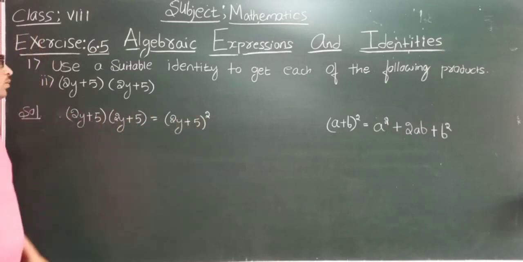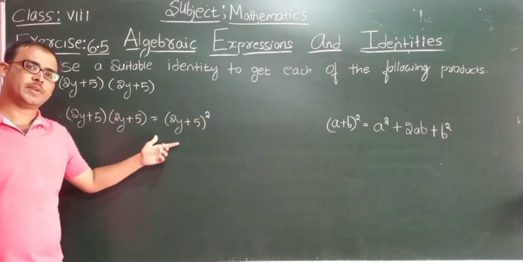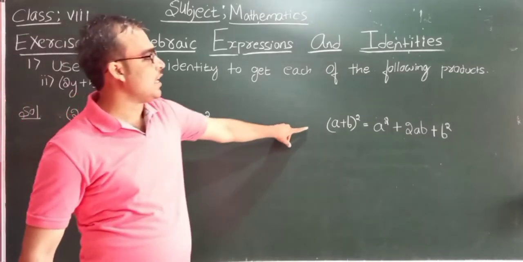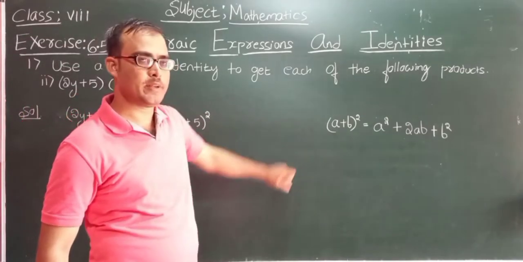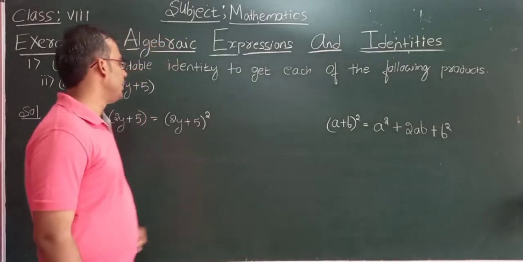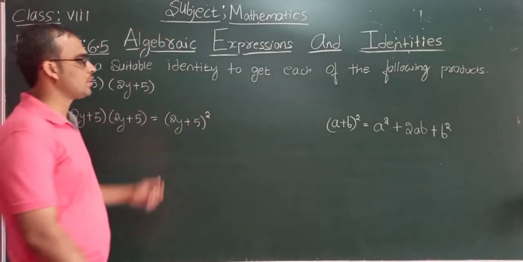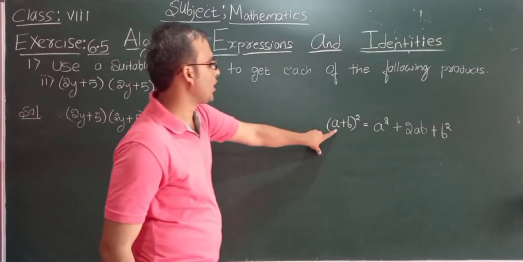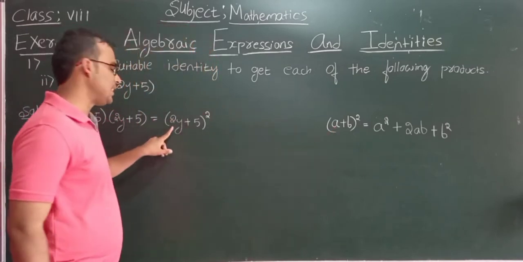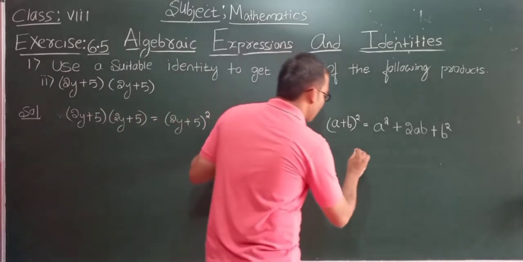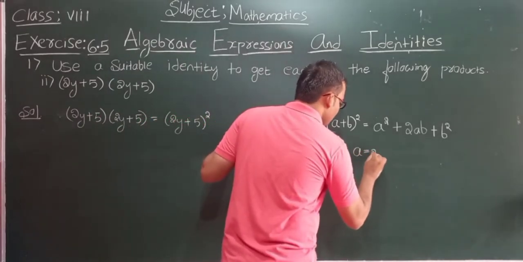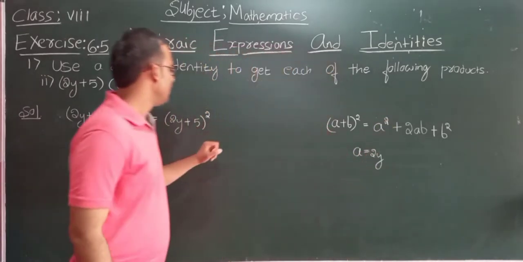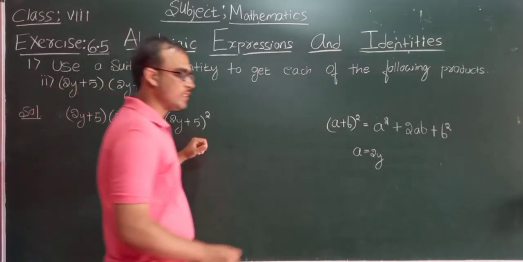Okay, now it is also of the form (a plus b) whole square. So look here, (a plus b) whole square is equal to a square plus 2ab plus b square. Now we will compare this one with this. So in place of a, what is there? 2y. So write 2y. Next, in place of b, 5 is there.